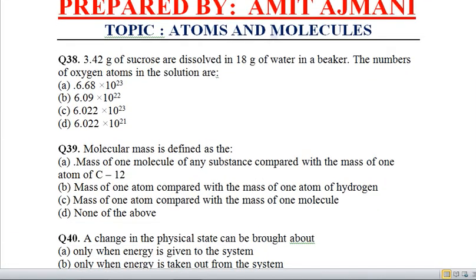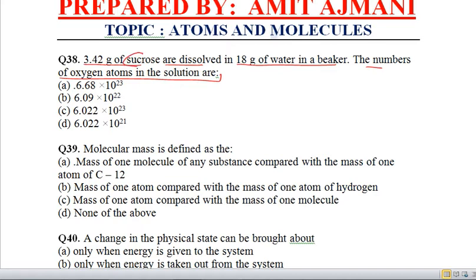Coming to the next question. 3.42 gram of sucrose are dissolved in 18 grams of water in a beaker. The number of oxygen atoms in the solution are. Now this is quite a good question. Please try to relate it. Now this is a very good question and it will require a bit of calculation.